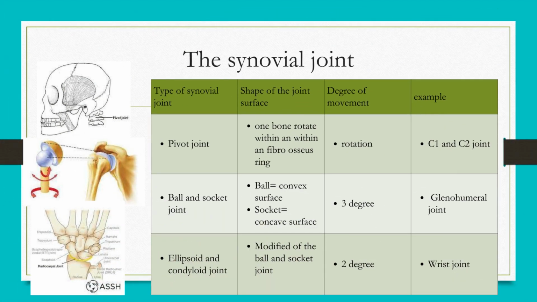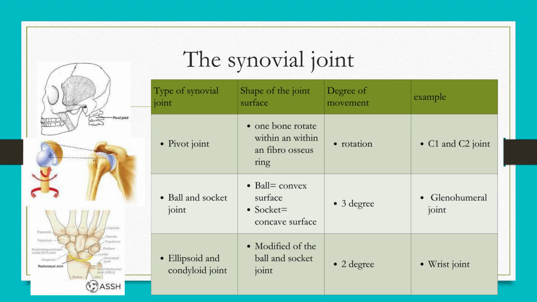The pivot joint, the shape of the pivot joint is one bone rotating within a fibro-osseous ring. The example of the pivot joint in our body is in the cervical bone, the joint between C1 and C2. The ball and socket joint, the shape of the surface is a convex concave surface. The ball and socket joint has 3 degrees of movement. The example of the ball and socket joint in our body is the glenohumeral joint.